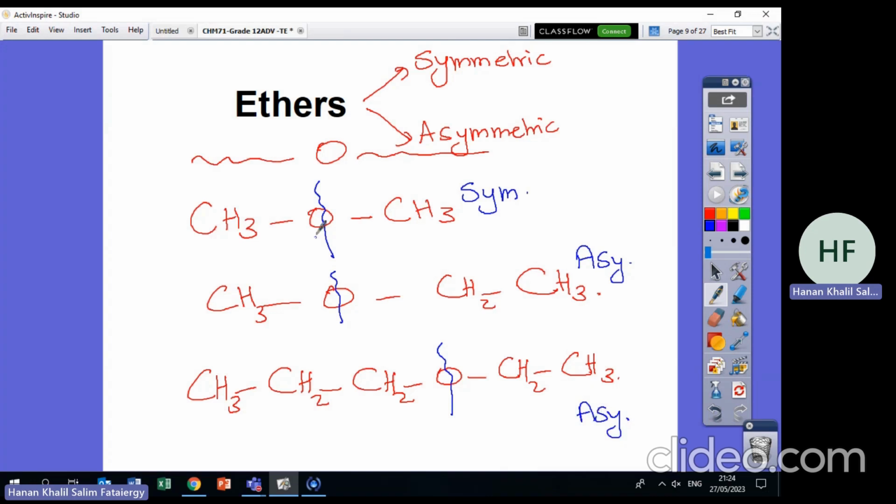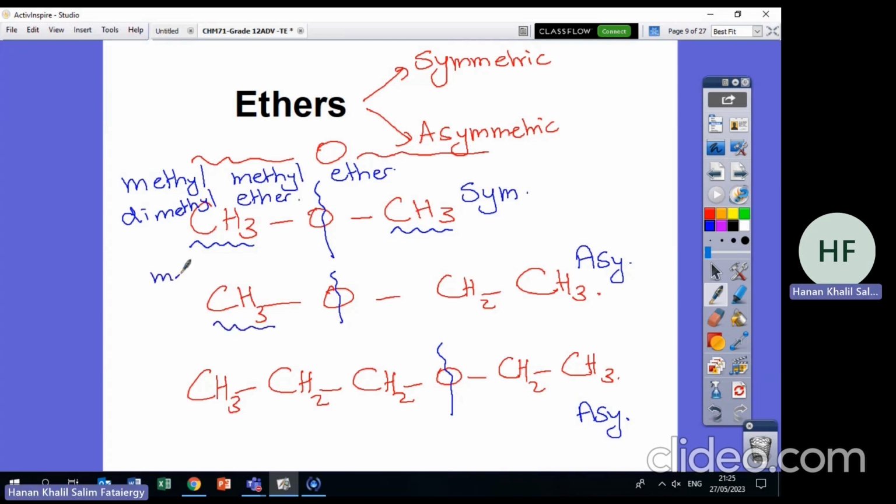Now, if I ask you to name the ether, we cannot name it as 1 carbon, 2 carbons, and say eth, because there is oxygen in the middle. So I will name this one separate and this one separate. What is the name of CH3? CH3 is methyl. And this CH3 is also methyl, and then I will say ether. I can combine these two to say dimethyl ether.